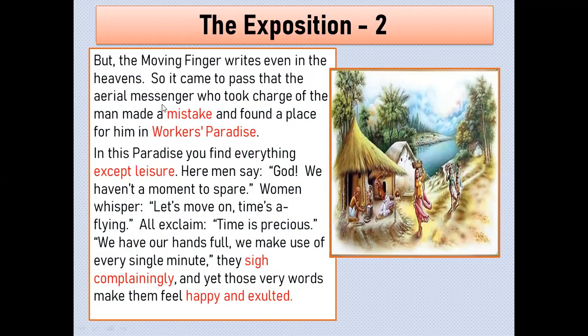And so, what happens in the story is that the aerial messenger, who is in charge of taking people who die and pass on to the next world, is in charge of taking them to heaven or hell or wherever he has to escort them to their respective destinations. But in the story, the aerial messenger makes a mistake, and he takes the idle man to the workers' paradise.